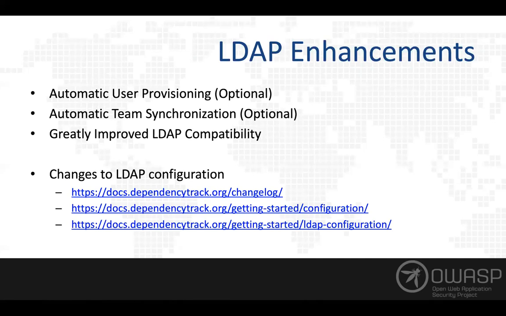A scenario for that would be if a user is successfully authenticated to LDAP but does not have a local account in Dependency-Track. This option, if enabled, would automatically create that account. And if team synchronization is also enabled, which is disabled by default but is optional, and you have a mapping between a team in Dependency-Track and a group in LDAP, it will automatically assign that user to the appropriate team, giving them whatever permissions you have assigned to that team.